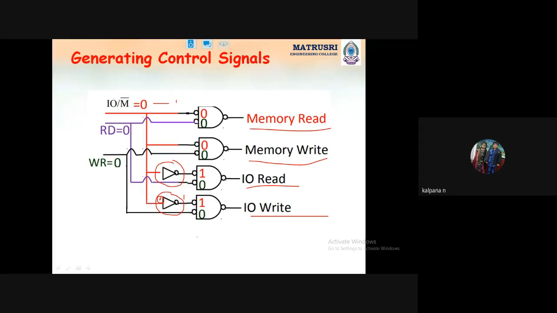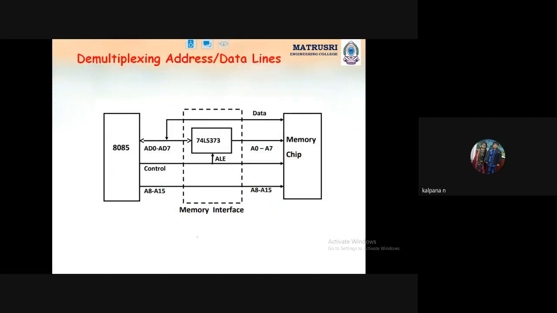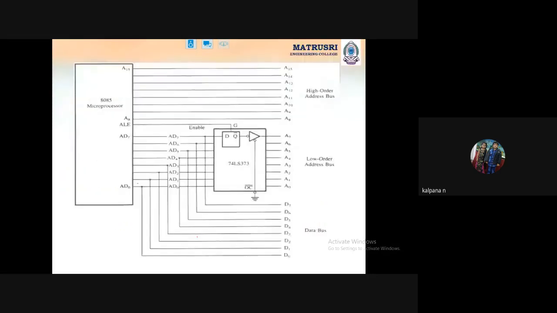This is the generation of control signals. Understand? So this circuit also we need to draw in the interface. I am explaining part by part. At the end of this session, we will join all these diagrams to get an interfacing circuit. Understand? This is the simple block diagram.